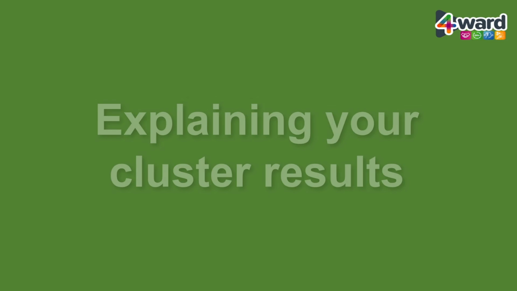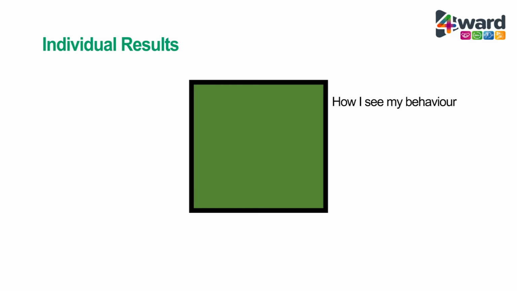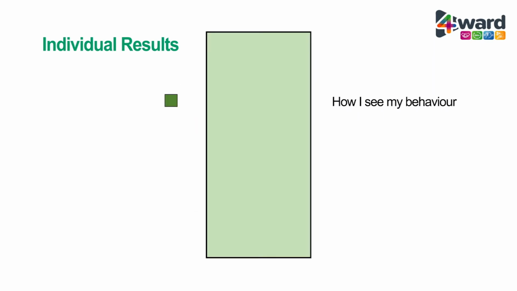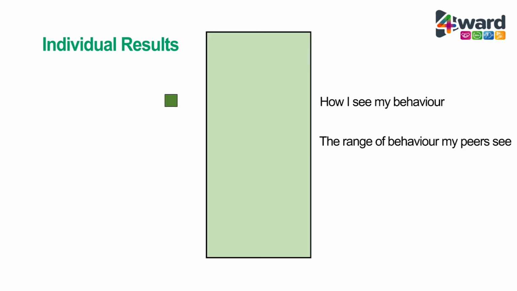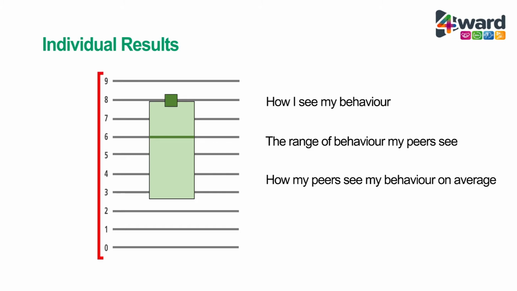Explaining your cluster results. In this video, we will discuss how to interpret the results of your confidential individual culture scores. The box that you see in the results is how you see your behaviours. The shaded area that you see shows the range of scores you've received. So in other words, the span between the highest score you received and the lowest score you received. The line that cuts across the shaded area represents your average score for that behaviour from your cluster.